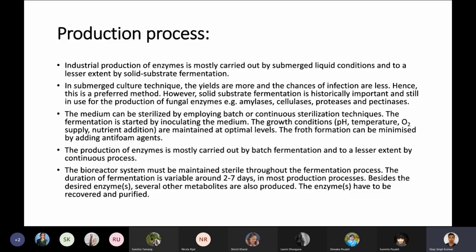So there is this batch. There are these two methods, right? Two fundamentally different methods. The first batch, second batch, third batch, or there is this continuous process sterilization. So batch is the more preferred way.